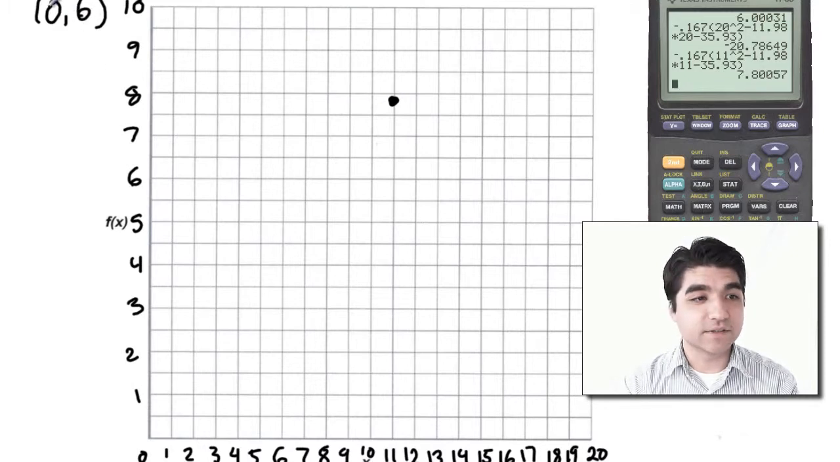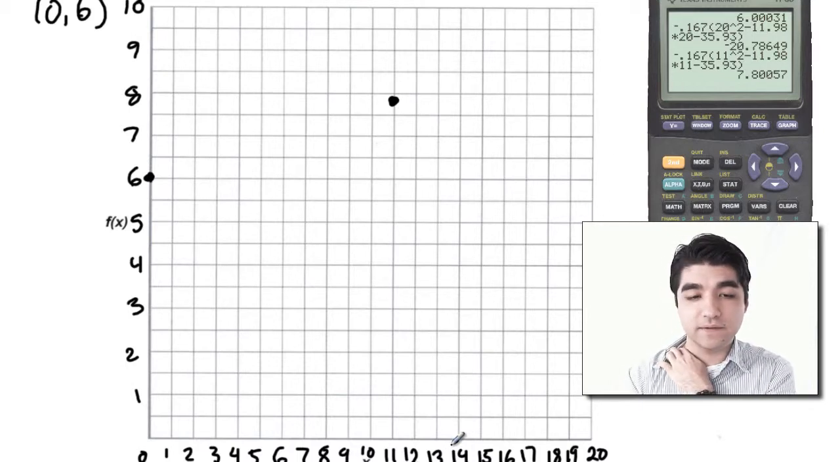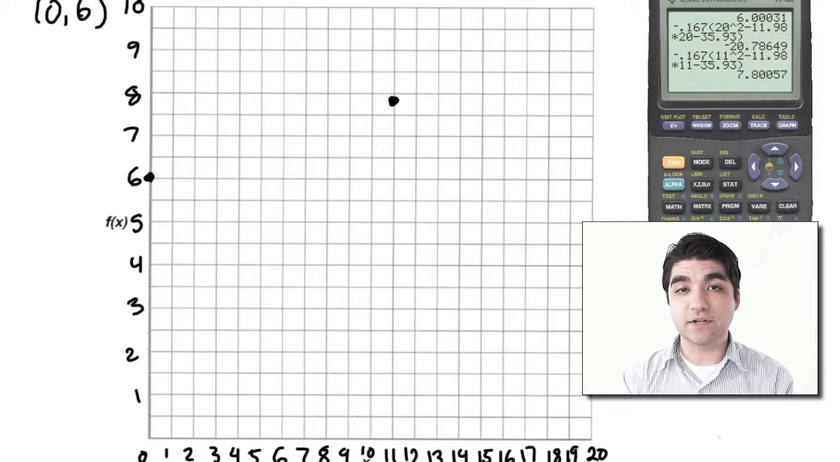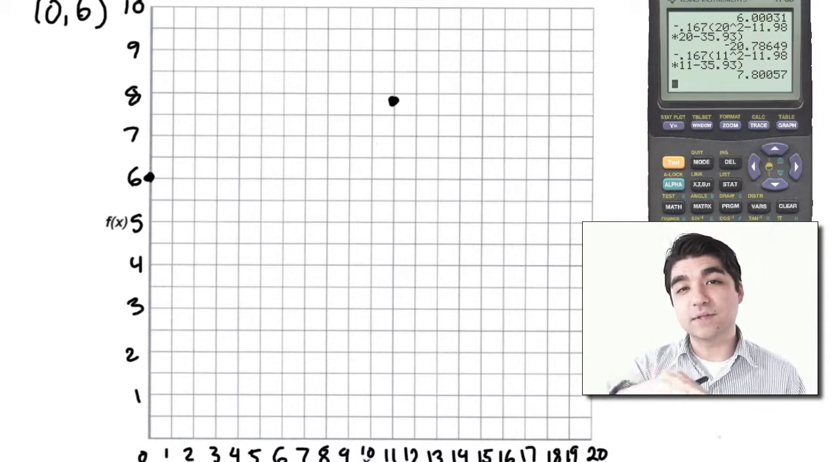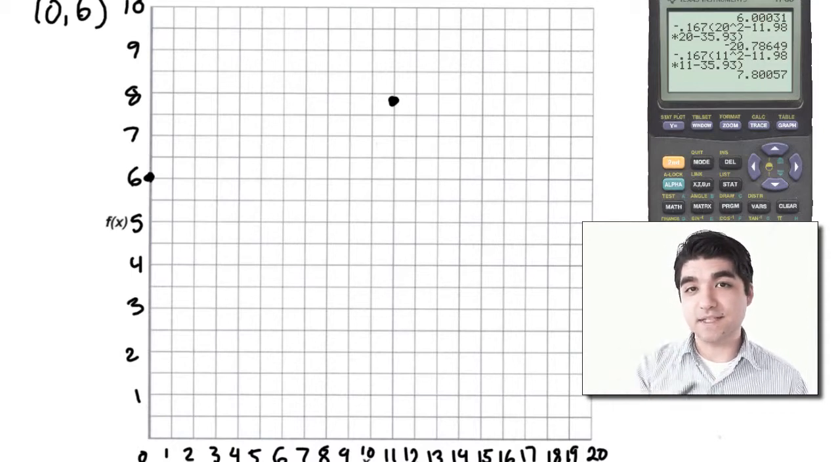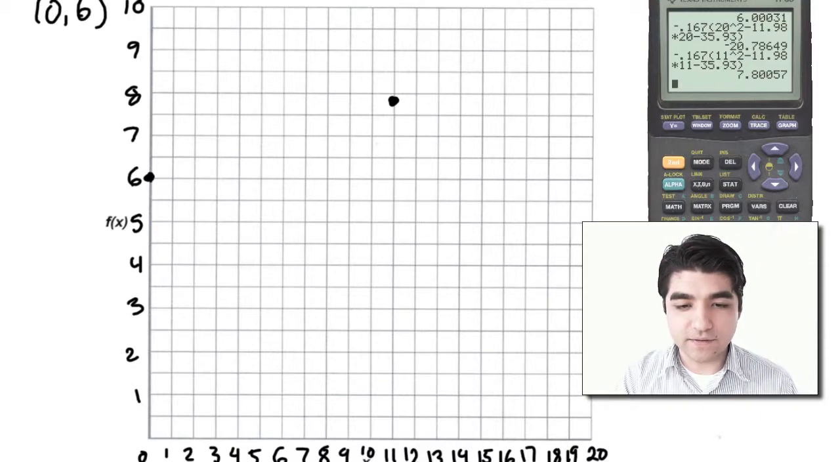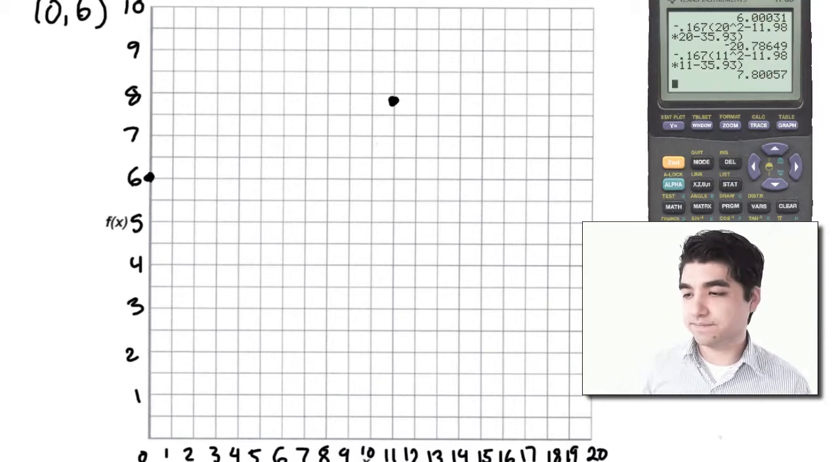We already put in 0 for x and got 6 out, so let's put that one down, 0, 6. Let's get some more points. I'll pause the video and finish putting my graph. All I'm doing is putting some x values in, getting some points, plotting those points, and then drawing a rough sketch of our curve. I'll come back when I'm done.